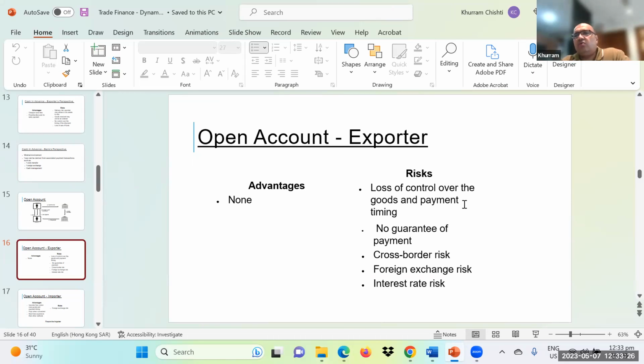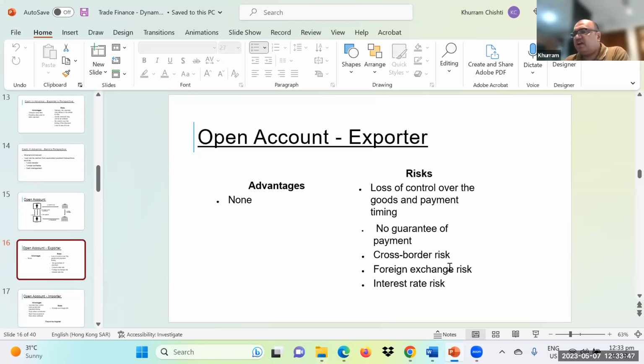Disadvantages are loss of control over goods and payment timings. I've given in the goods. It could be that Almaya may not even pay me, or they pay me at their own sweet time. No guarantee of payment. Cross-border risk, because they are sitting in another country. I could have an agent, I could not have an agent. Most cases they do, but what if I don't? What control will I have? There's a cross-border risk as well. And then foreign exchange risk, interest rate risk.